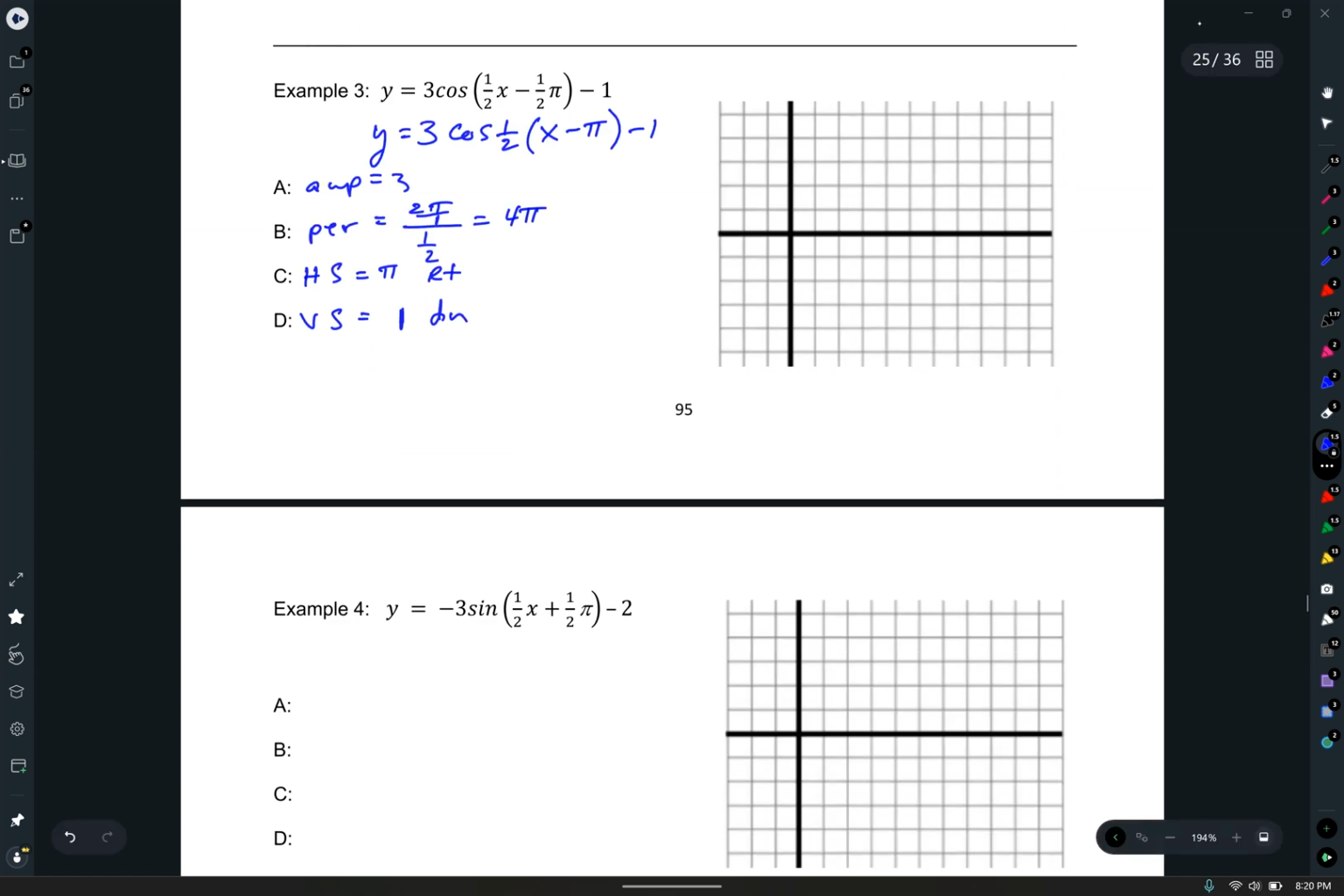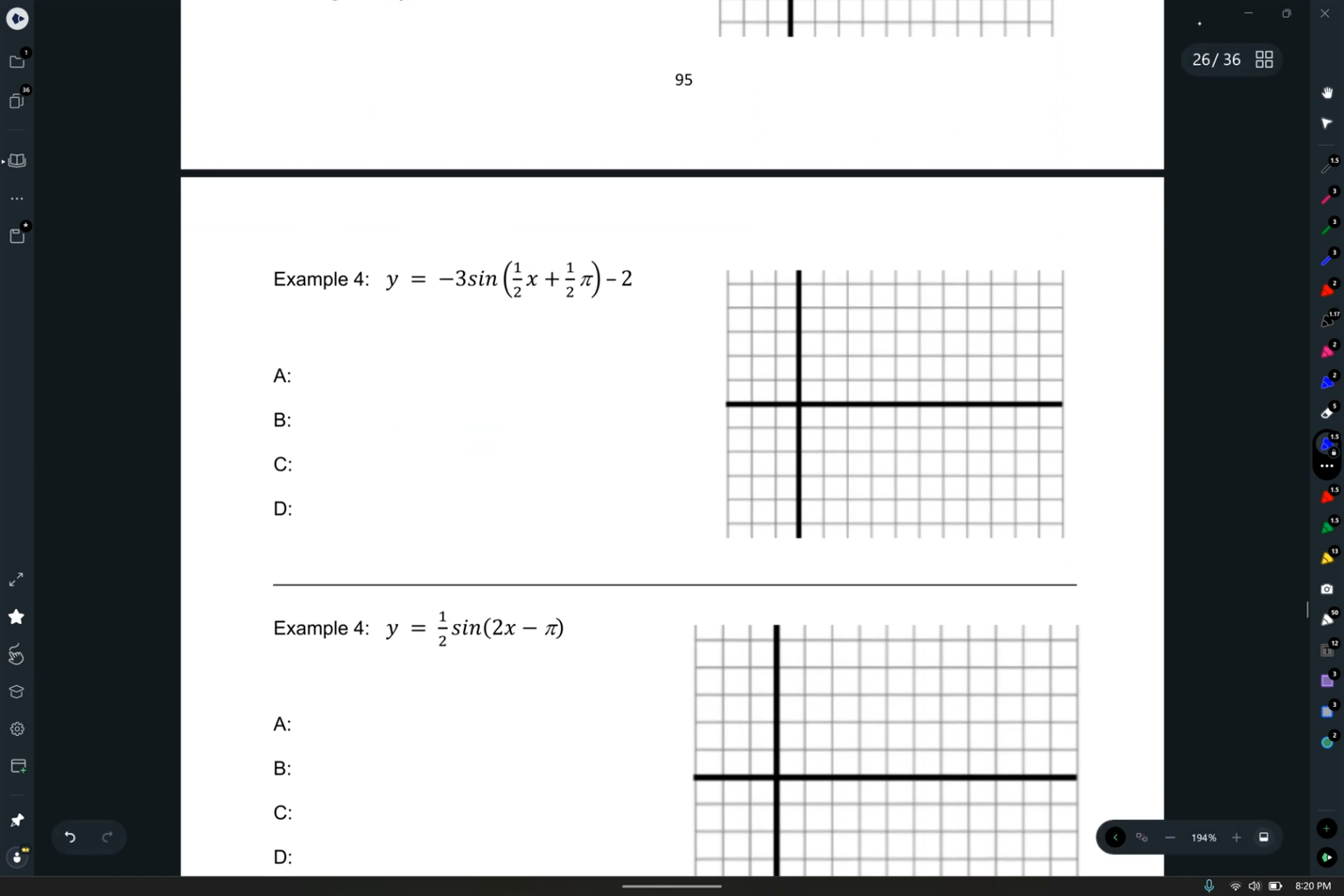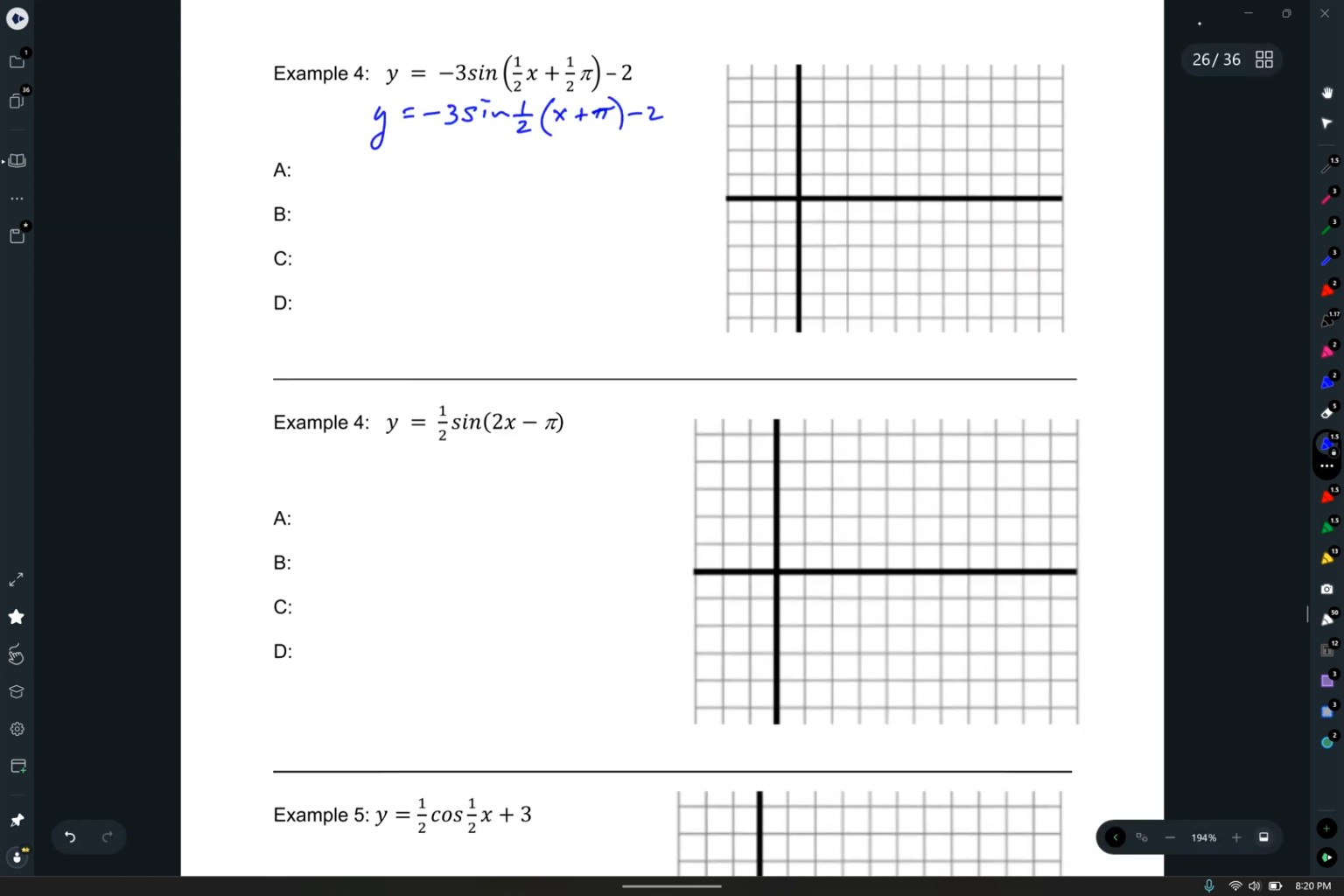Okay, so let's talk about the factoring on number 4. So y equals -3 sine, and whatever number is next to the x is what's coming out. So I'm taking out a 1/2. Again, on this one, luckily it's going to factor out easily. I'm just going to have x plus pi. And then at the end, I still have a -2. Okay, so let's practice putting it in standard form on example 4.